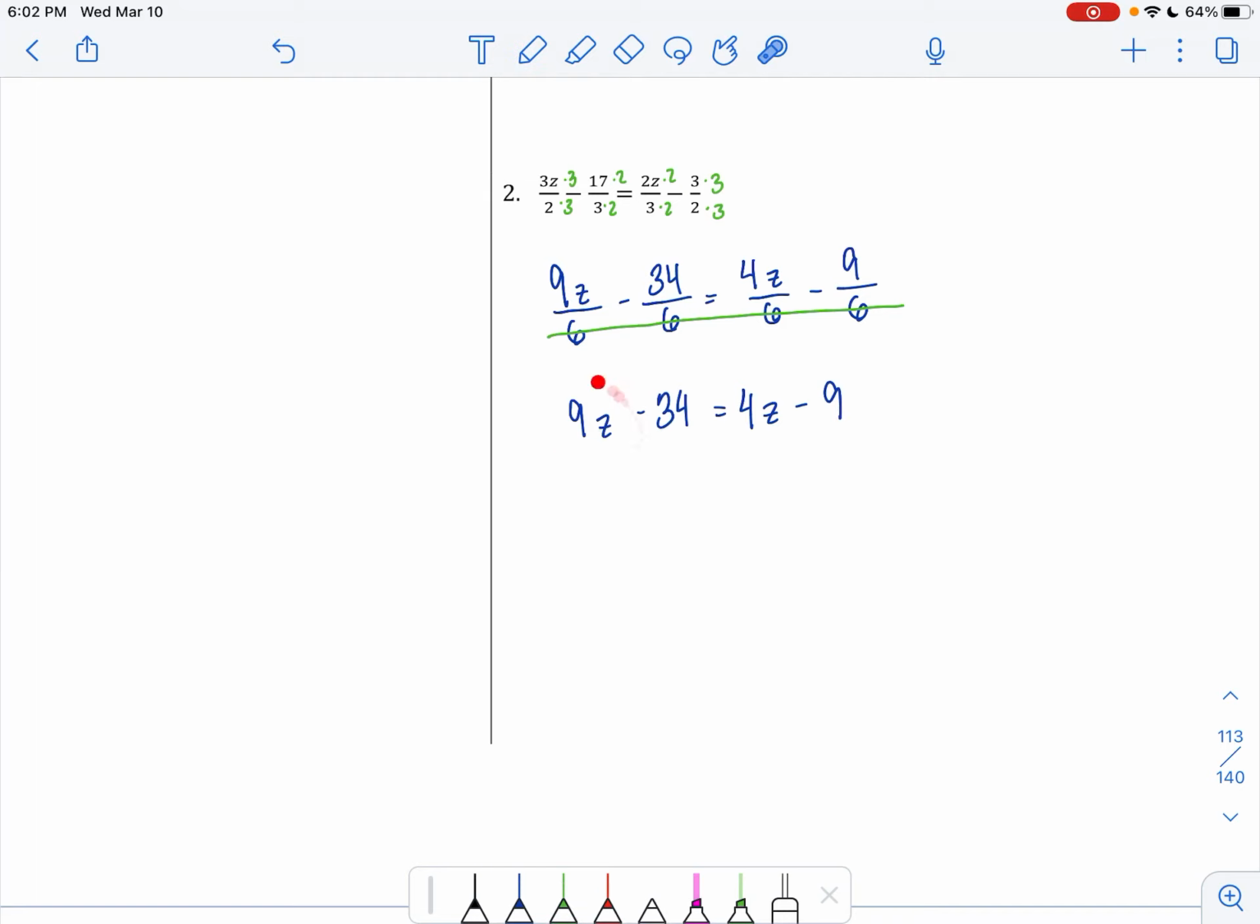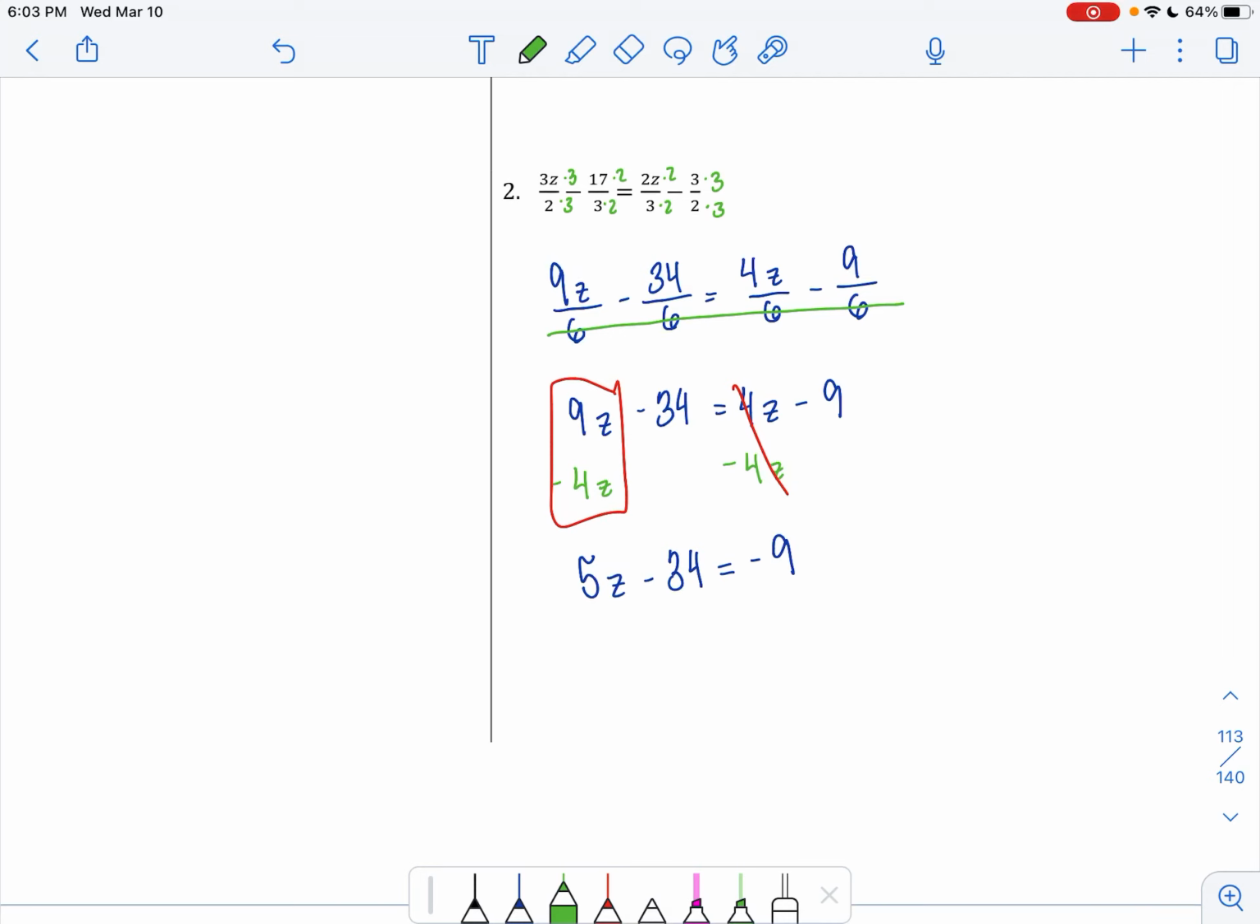What I'll notice here is that I have a variable on both sides, so I'll just pick one to subtract. Like I did before, I'm going to pick the smaller one so I don't have more negatives than I have to. So great, now I only have the z terms on this one side. 9z minus 4z is 5z minus 34 equals, not plus, equals negative 9.